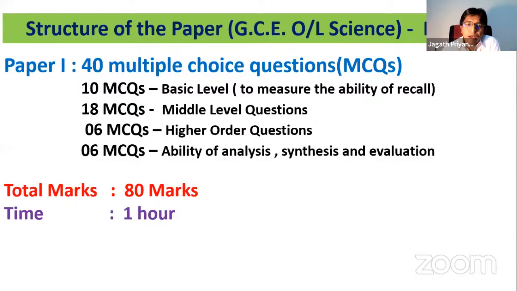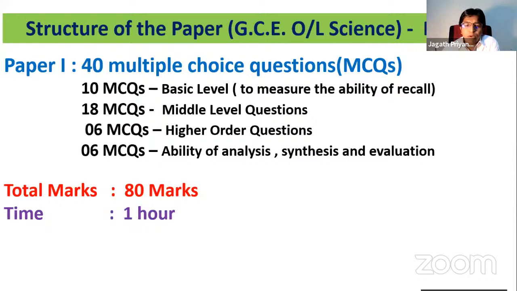So you get 40 MCQs, multiple choice questions, and out of them you get nearly 10 MCQs at basic level. That is just to test the ability of recalling previous knowledge. That is directly content based, right? And then you get nearly 18 middle level MCQs, 6 higher order MCQs, and 6 MCQs testing the ability of analysis, synthesis and evaluation. So in total you get 80 marks.